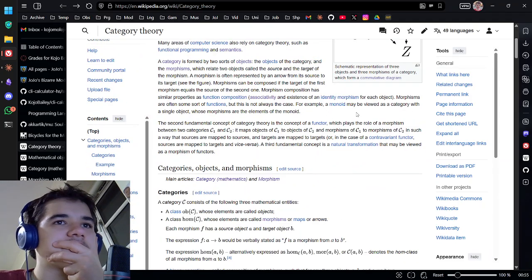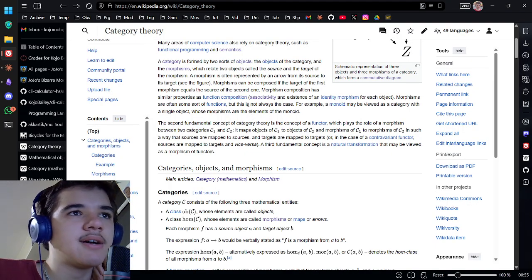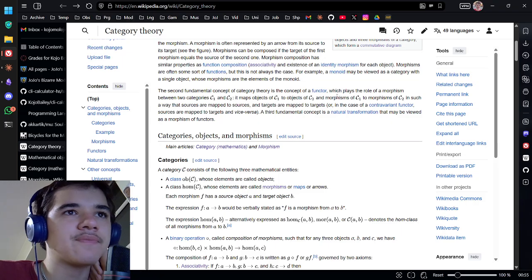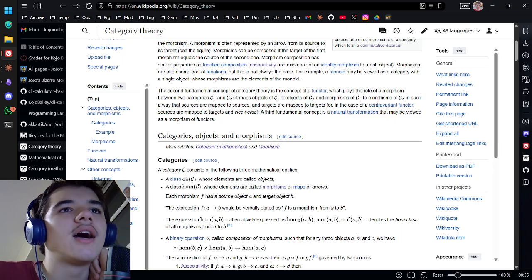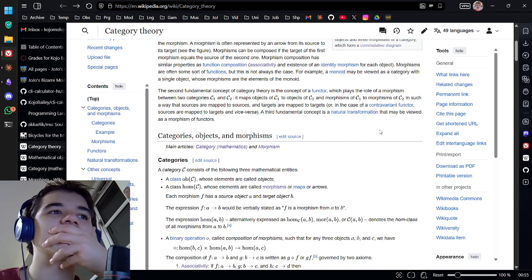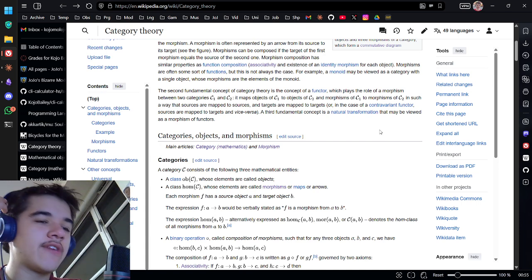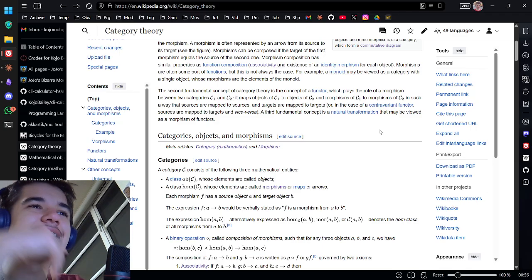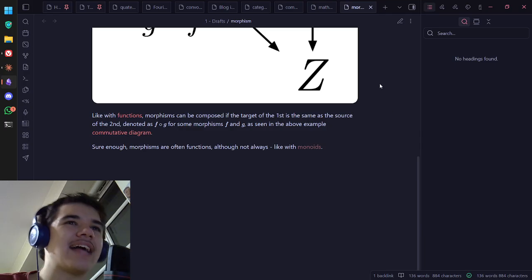So morphisms are often some sort of functions. Okay, no. A functor plays the role of a morphism between two categories. It maps objects C1 to C2. Oh, between categories. Oh, okay. So a functor is just a morphism between categories, because categories are objects. Yeah.